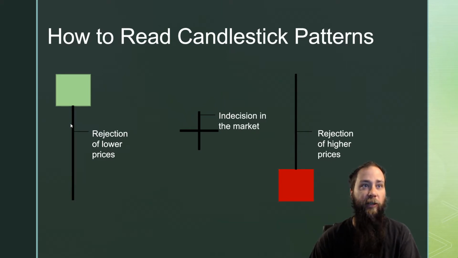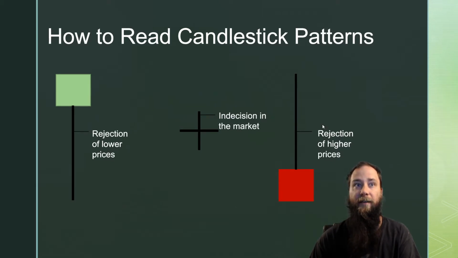So when you see a giant wick like this and a green body at the top, that means a rejection of lower prices. That means the price opened right here, but then went all the way down and then back up and closed all the way up here. Here we have indecision in the market, meaning there's no body. The price opened here and went all the way up, all the way down, but then closed right where it opened. That's called a doji.